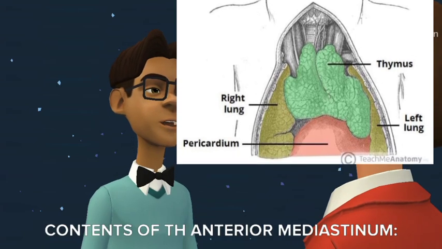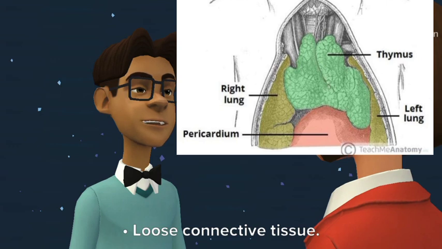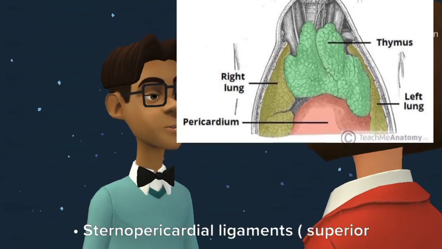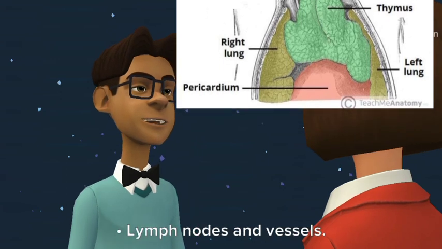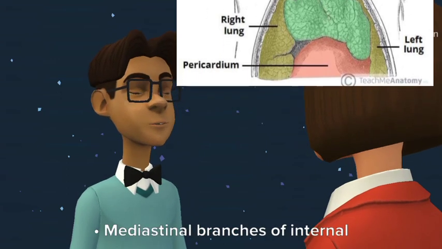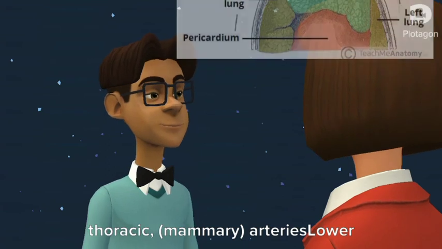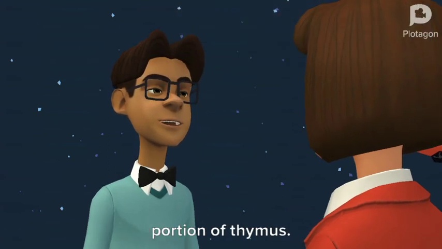Contents of the anterior mediastinum. Loose connective tissue. Sternopericardial ligaments, superior and inferior. Lymph nodes and vessels. Mediastinal branches of internal thoracic, mammary arteries, lower portion of thymus.